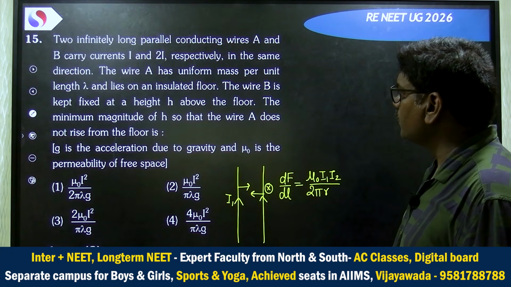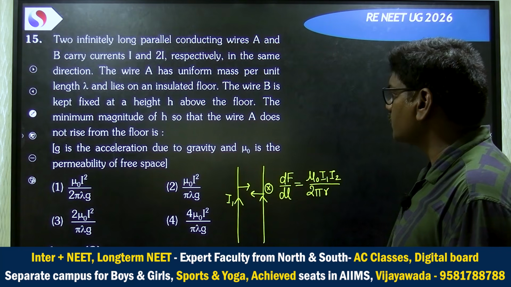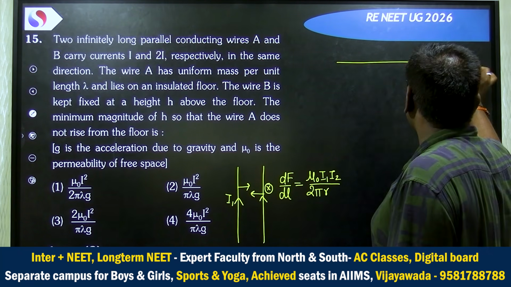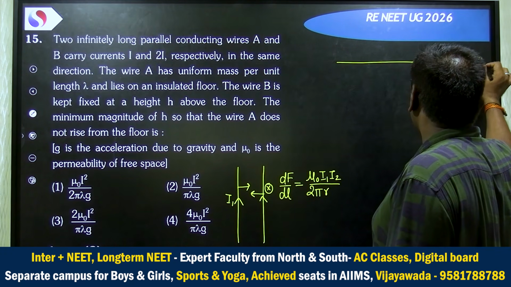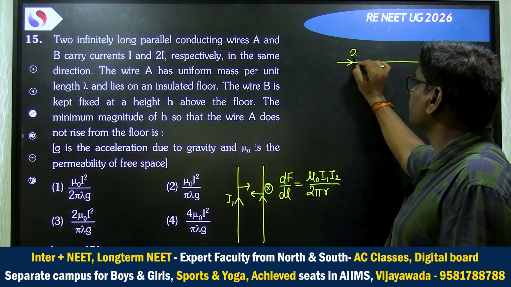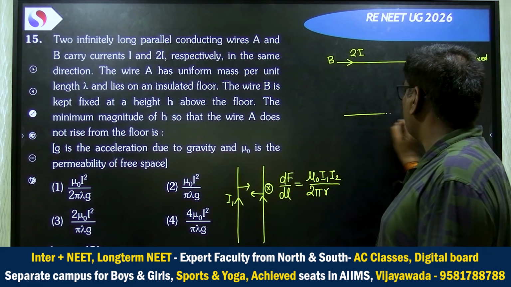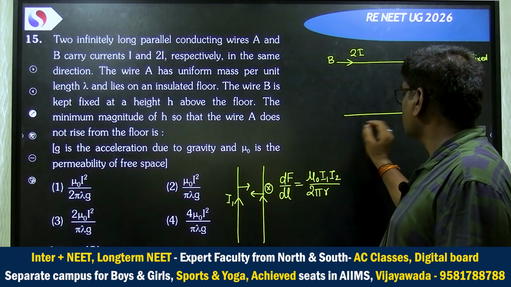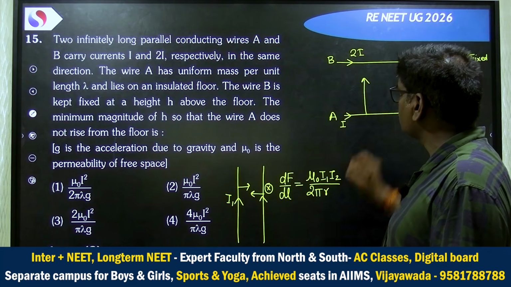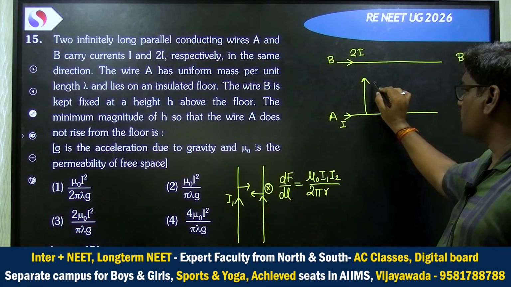A wire A having uniform mass density lambda lies on an insulating floor. Fine. Wire B is kept fixed at a height h. Okay. So this wire B is fixed. Wire B is not hanging. It is fixed, and it is carrying the current 2I. That is B. Then there is one wire which is lying on the floor. This is A, which is carrying the current I. So it will be pulled by this B, as force per unit length will be this one, right? So this is pulled by this force.